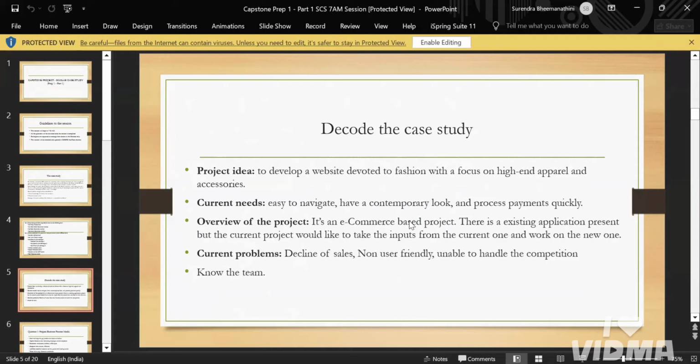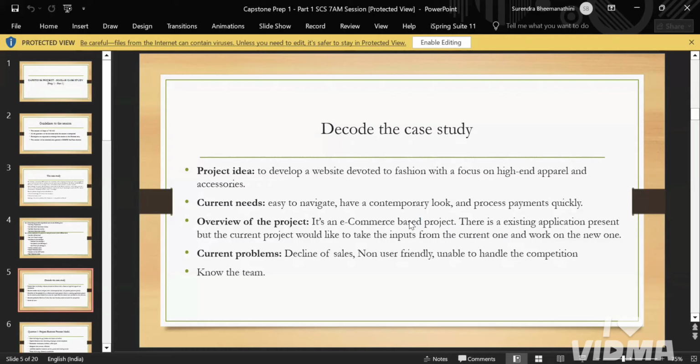The current needs are nothing but easy navigation and a contemporary look, and the payment should be done quickly. And then you need to know about the overview of the project. The overview of the project is that it is an e-commerce project, and an application already exists presently, but the new project would like to take the inputs from the current one and work on a new one.